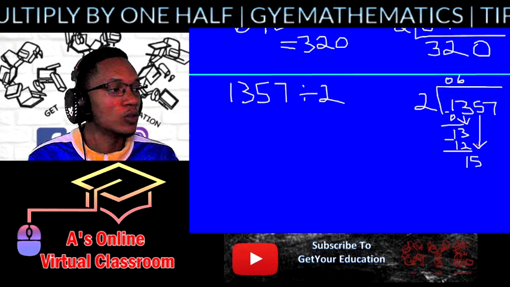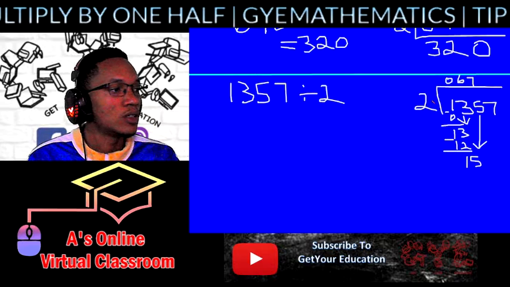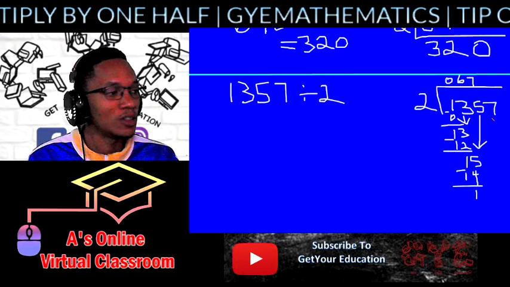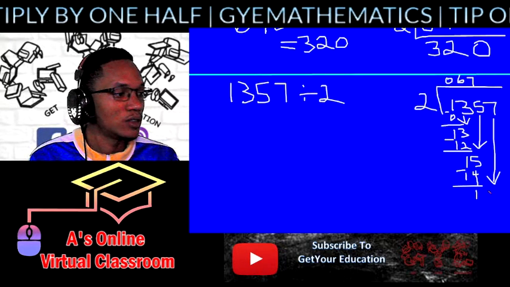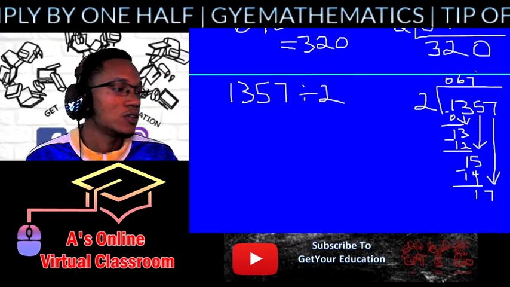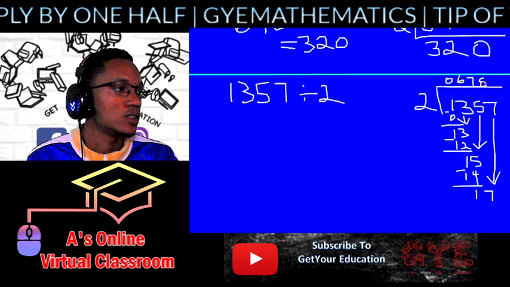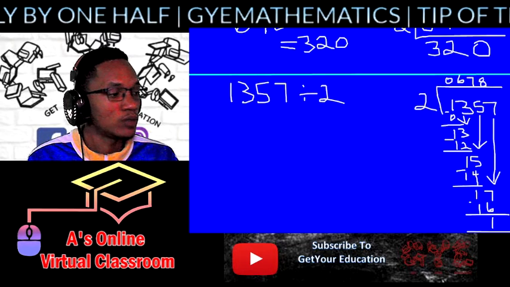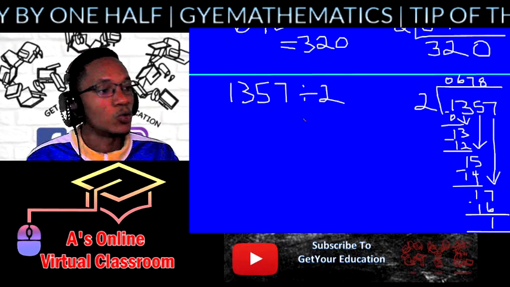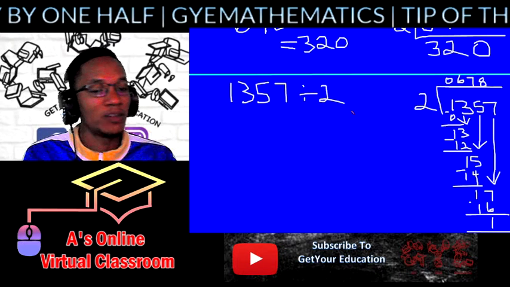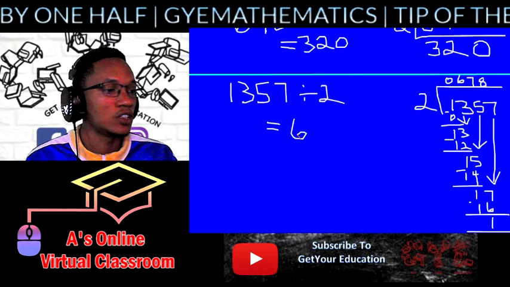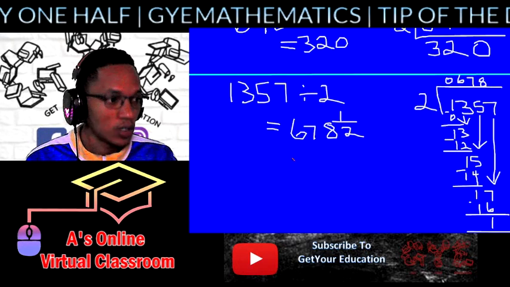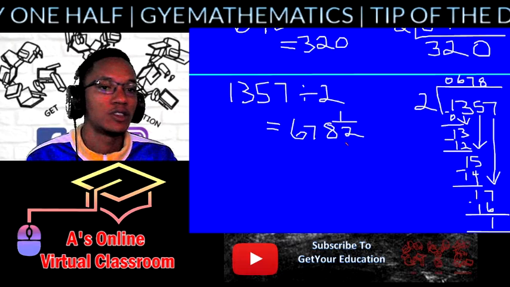2 into 15 now is 7. 7 twos are 14. If we have a remainder, the remainder is always 1. Bring down the last number here. 2 into 17 is 8. 8 twos are 16. Again, we have a remainder of 1. So 1357 divided by 2 is 678, remainder 1 over 2. 678 and a half.